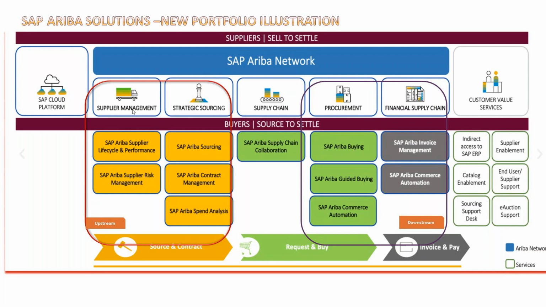Now, based on that email, the supplier will sign in or sign up. If he's already registered in Ariba network, he will use the existing credentials and submit the registration questionnaire. If he is not registered, then he will sign up and create a new account.